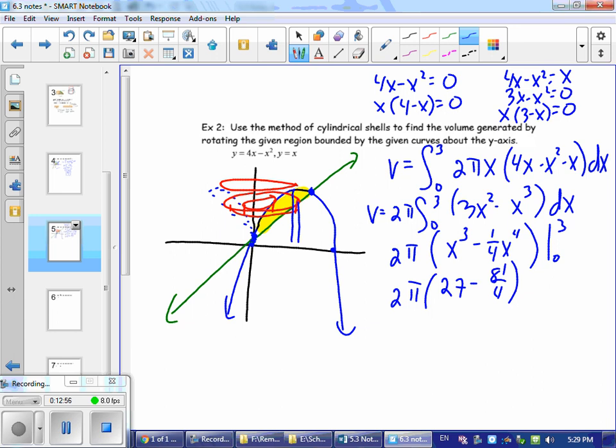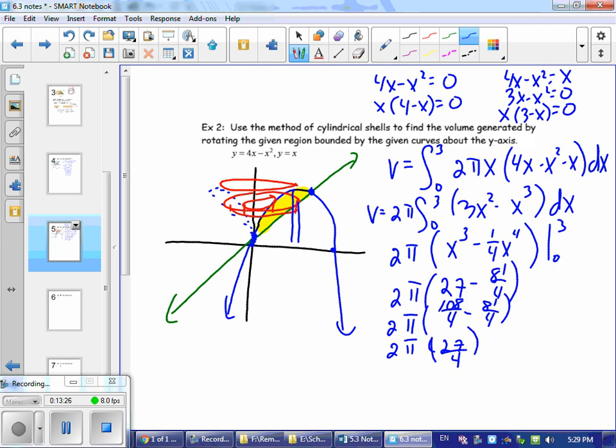Let's see, combining those like fractions, we're going to have to make 27 into terms of fourths. So that's going to be, what is that, 54, 108 over 4 minus 81/4. 108 minus 81 is 27. So we get 2 pi times 27/4.